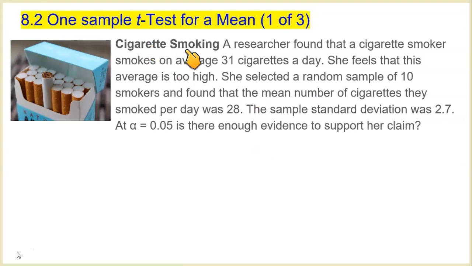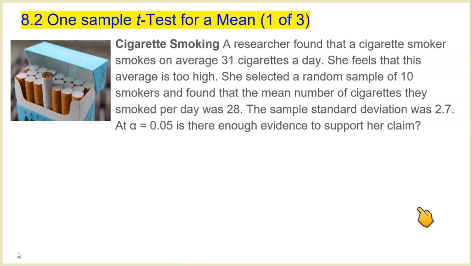For this one, we talk about cigarette smoking. A researcher found that a cigarette smoker smokes on average 31 cigarettes a day. She feels that this average is too high. She selected a random sample of 10 smokers and found that the mean number of cigarettes they smoked per day was 28. The sample standard deviation was 2.8, so that's 2.8 cigarettes per day. At alpha equals 0.05, is there enough evidence to support her claim?